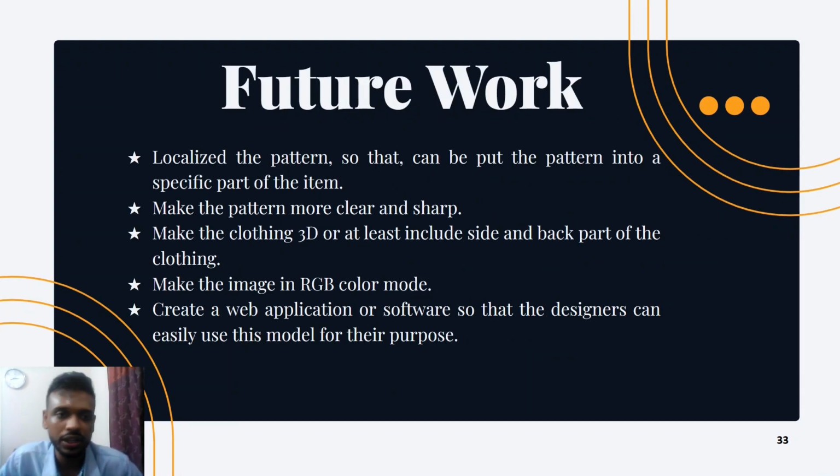We do plan to do some future work on it, like localizing the pattern so that we can put the pattern on a specific part of the cloth. The pattern should be more clear and sharp. We want to make a 3D image. We want an RGB image rather than a grayscale image. And finally, we want to create a web application so the designer can easily use our model.